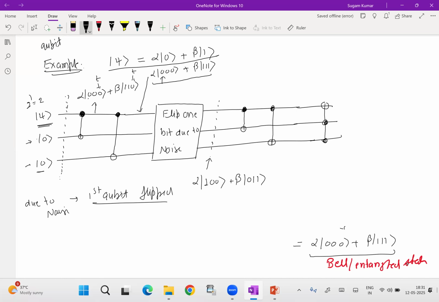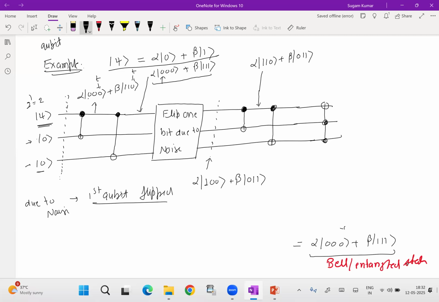Now see what is happening here. You're going to apply the first CNOT gate here. So can somebody tell me what is going to happen now in the first state? It becomes 1, 1, 0. What happened to the second one? It remains the same, 0, 1, because the control is 0.